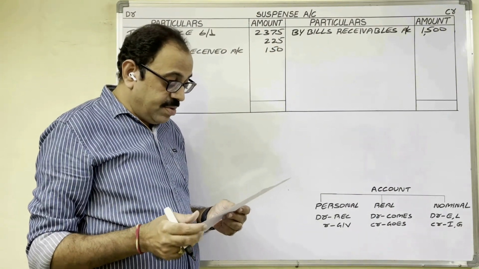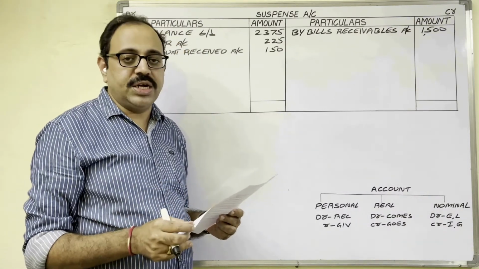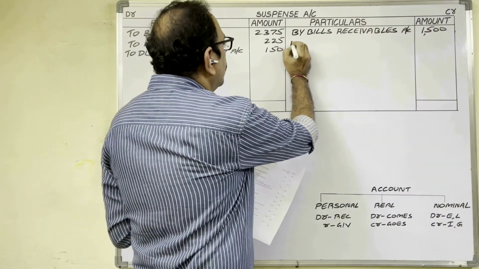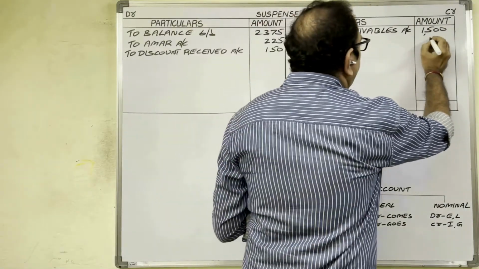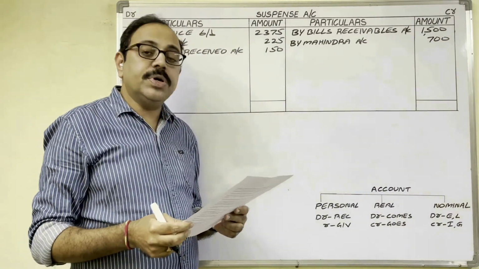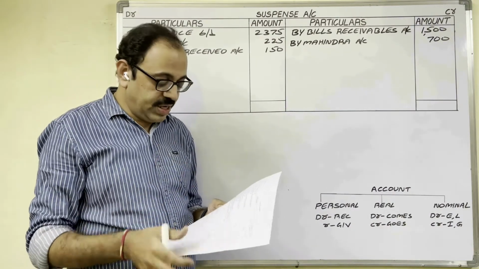Fifth one, Mahindra account debit to suspense account. Suspense account is credited. Therefore credit side we should post this entry. By Mahindra account, amount 700 rupees. Sixth one, drawings account debit to purchases account. Here suspense account is not there. No need to post this entry.